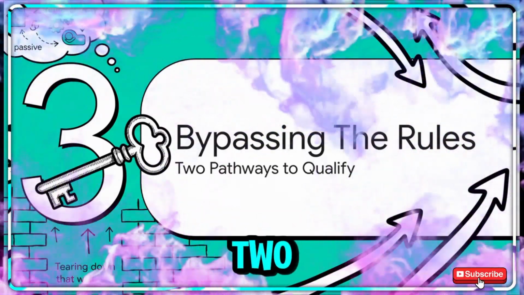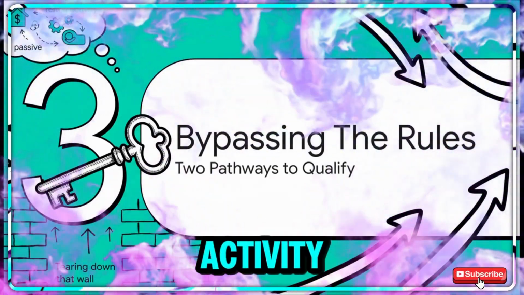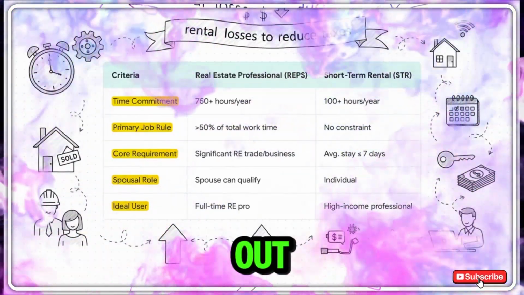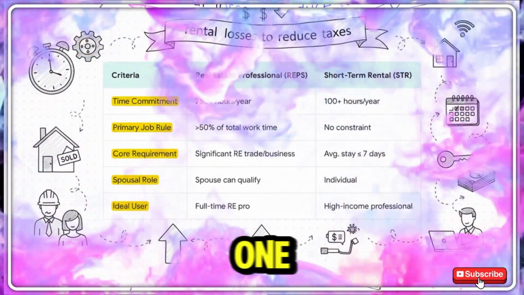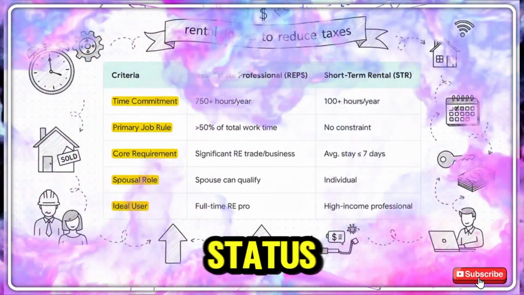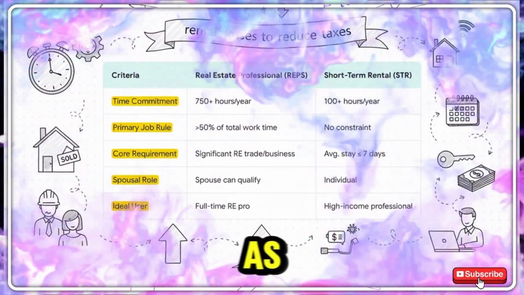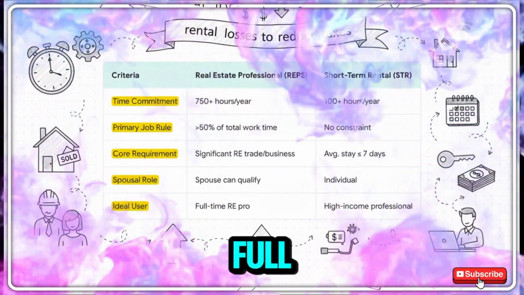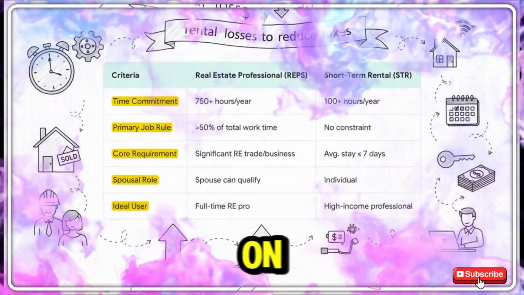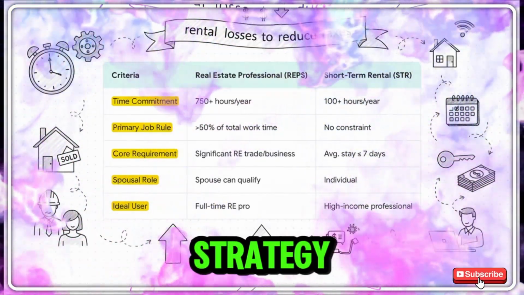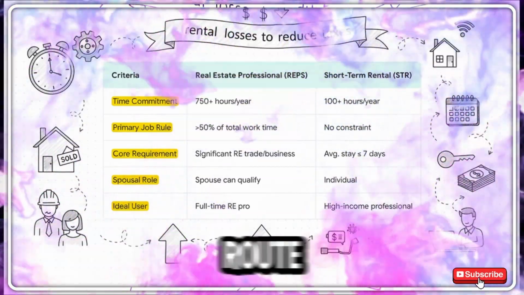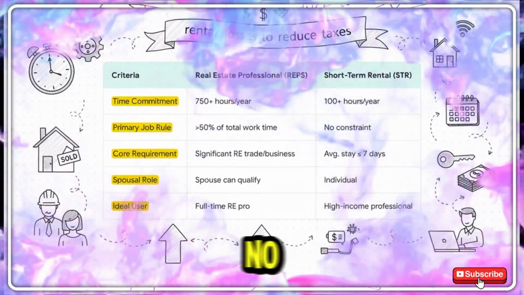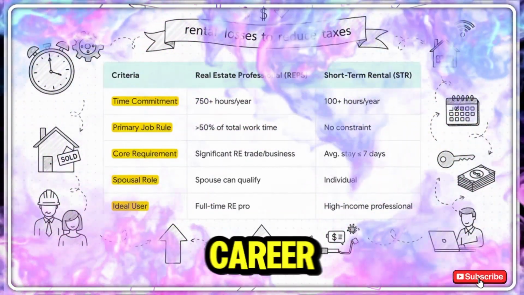Well, it turns out there are two main pathways you can take to get your rental activity reclassified from passive to active. This chart lays out the two options perfectly. On one hand, you've got real estate professional status, or REPS. Think of this as the heavy-duty, all-in option. It's a huge time commitment, really meant for full-time real estate folks. But then, on the other side, you have the short-term rental strategy. Now, this is the much more accessible route for most high-income professionals. The time commitment is way lower, and there are no crazy restrictions on your primary career.